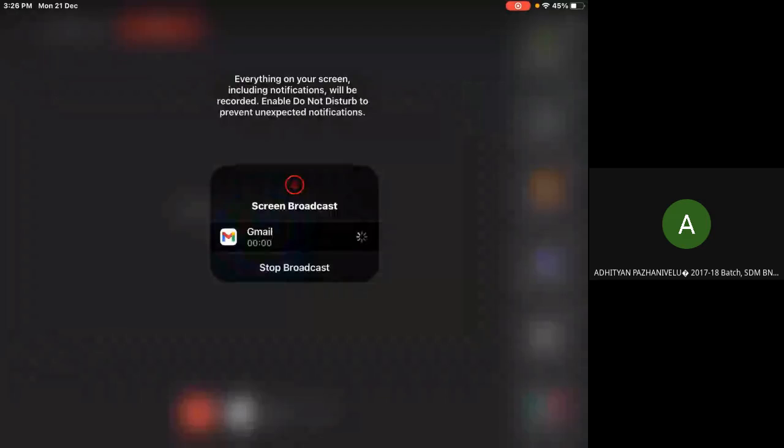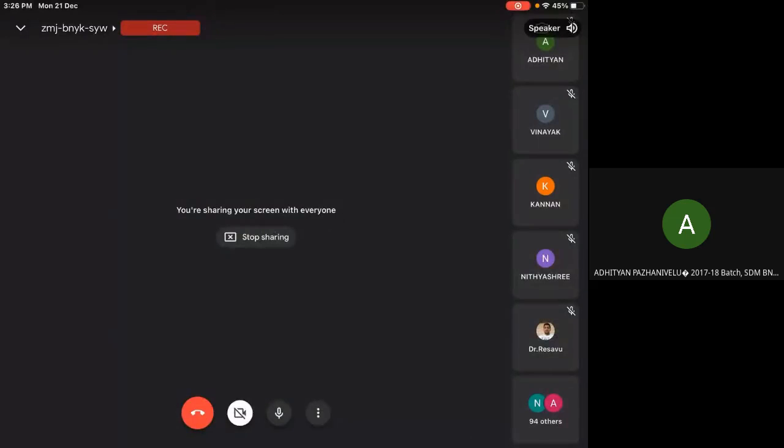Okay, Govindan is telling me the screen is invisible. Sorry again. Yeah, sorry about that. The screen is visible now.